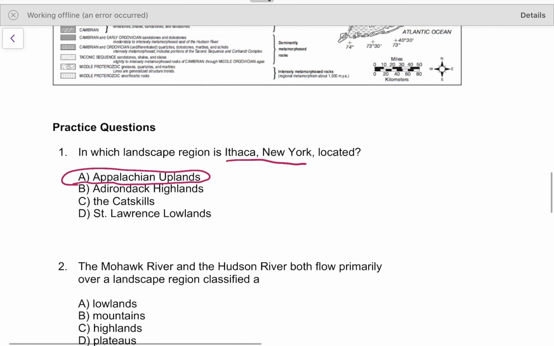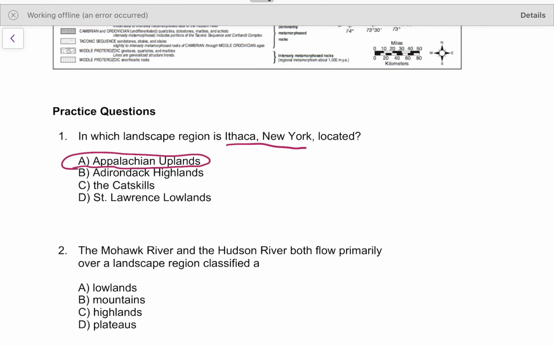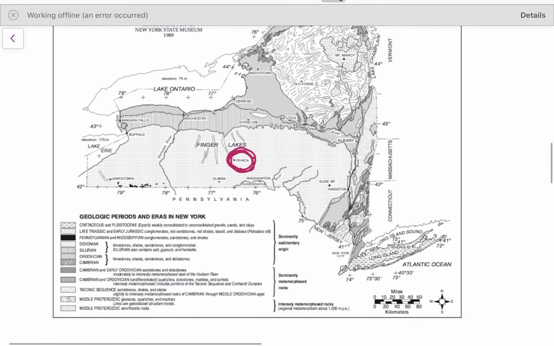Let's go ahead and try number 2. Number 2 says the Mohawk River and the Hudson River both flow primarily over a landscape region classified as A: lowlands, mountains, highlands, or plateaus. Well, let's find both of these rivers.